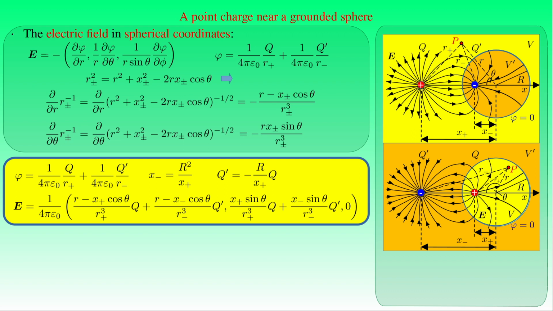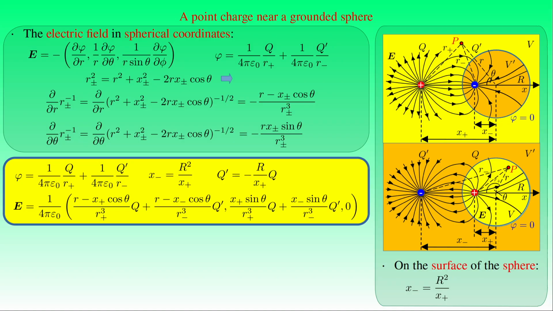We can also determine the electric field strength E at the surface of the sphere. The distance x sub minus of the image charge q prime from the center of the sphere, that is from the origin of the spherical coordinate system, was expressed as the square of the radius capital R of the sphere divided by the distance x sub plus of the inducing charge q from the center of the sphere.